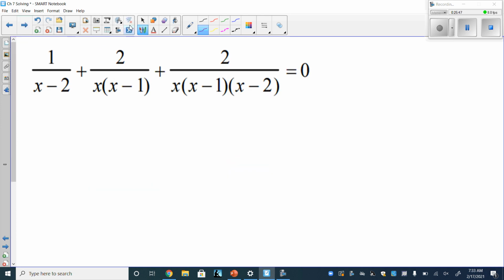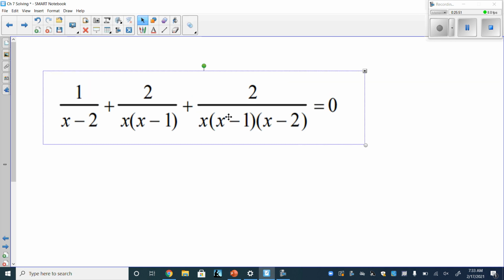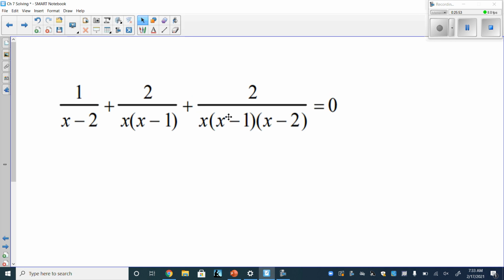And so that brings us to the last problem of the day. This will be the last one that we look at, and then we're going to be done. Now, if we notice here, x minus 2, x times x minus 1, x times x minus 1 times x minus 2, the denominators are all factored. We don't have to factor or simplify anything here, so that part is done for us. That's kind of nice. Which means we can go on and look at our restrictions, see what x cannot be.